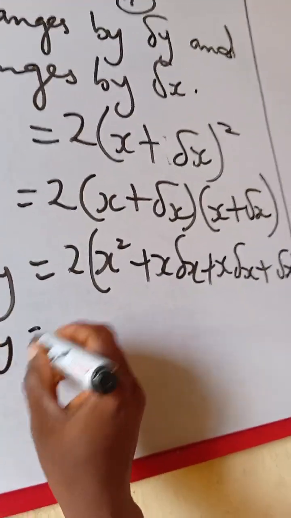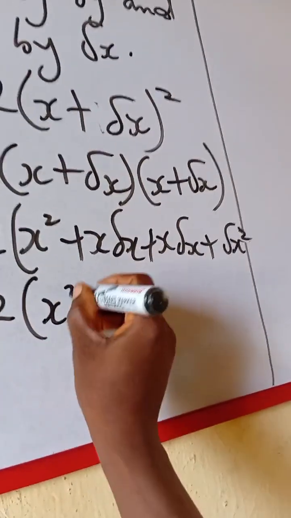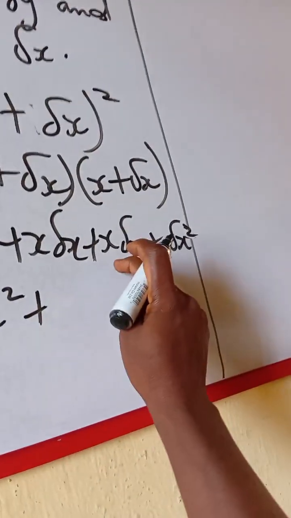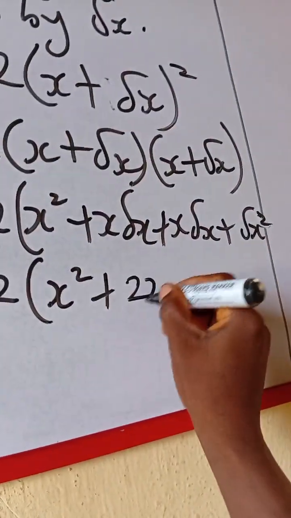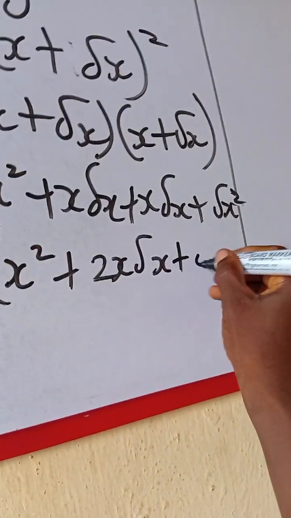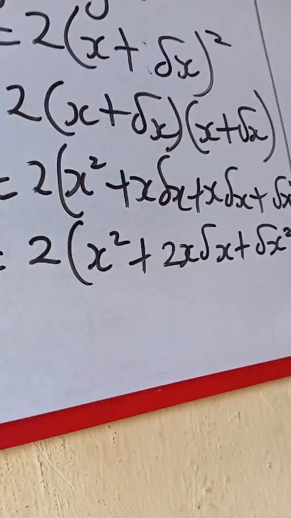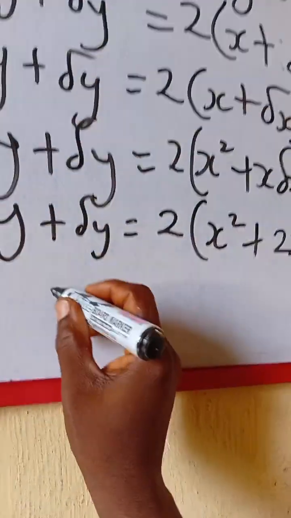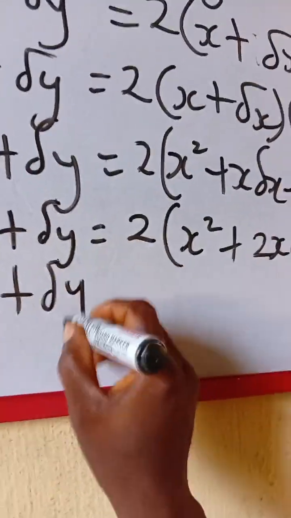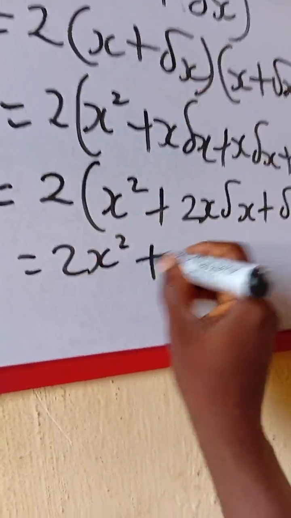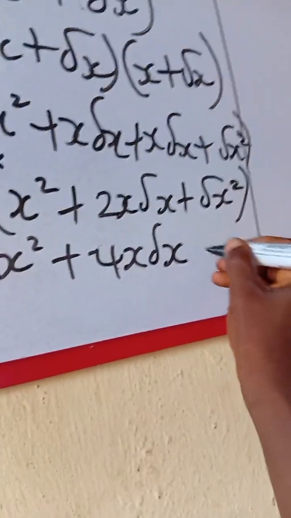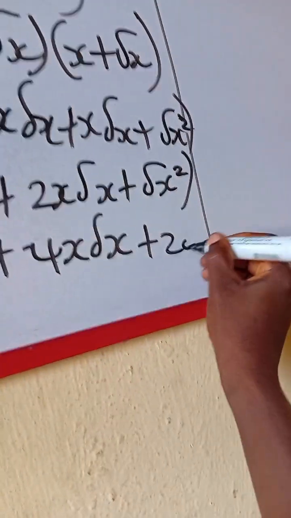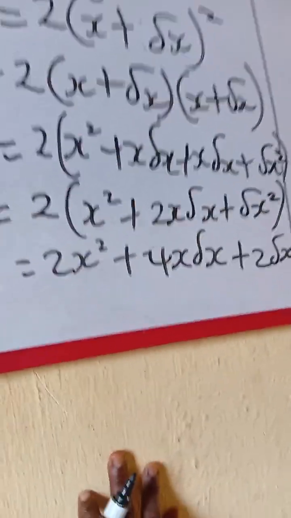y plus small change in y is 2 brackets x squared plus, these two are like terms, so I will add them: x small change in x plus this will give me 2x small change in x plus small change in x squared. Then I will open the bracket to have y plus small change in y is 2x squared plus 2 times 2 is 4x small change in x plus 2 times this will give us 2 small change in x squared. So I can call this equation 2.